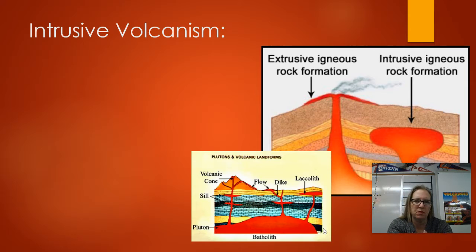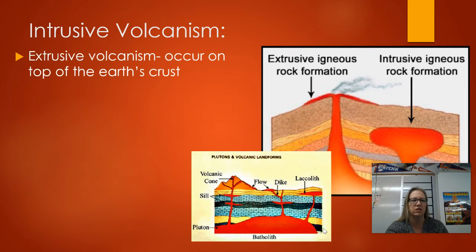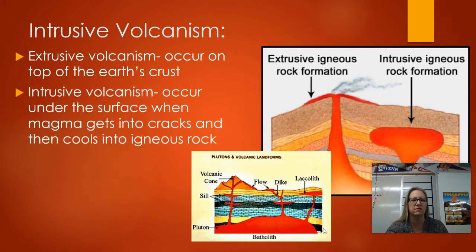Okay, so we're going to start talking about what's known as intrusive volcanism. So volcanic activity that's under the surface. Okay, what we've been talking about so far is extrusive. It comes out of the surface, okay, and it makes the igneous rock that way. But we can still get all kinds of igneous formations that are just under the surface. And those are the intrusive volcanism. Okay. Again, the extrusive occurs on the top of the Earth's surface, and so intrusive occurs under the surface.